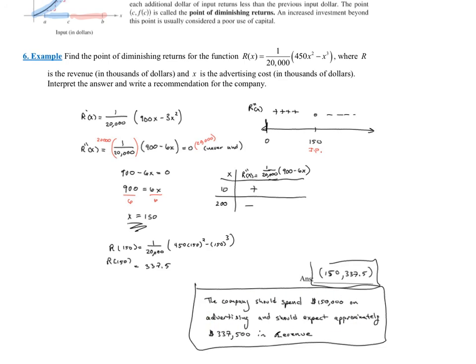The company should spend $150,000 on advertising and should expect approximately $337,500 in revenue. Again, putting in the next dollar, if they put in $150,001, they're going to see less of a change in revenue than they did from the dollar before. So this point of diminishing returns is very important to companies.